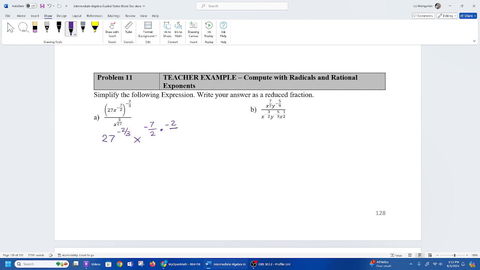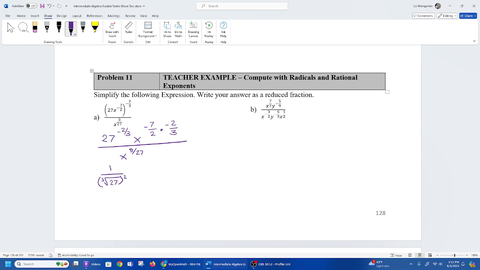negative 2/3 power. And I'm just going to leave the denominator for now, x to the 5/27. So what is 27 to the negative 2/3 power? We know it's going to be 1 over something, 1 over, because of the negative. It's going to be a third root because the 3 is on the bottom. And we're going to take that quantity and square it, because the 2 is on the top.